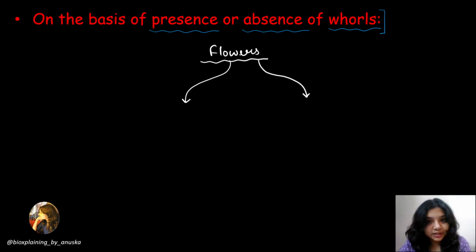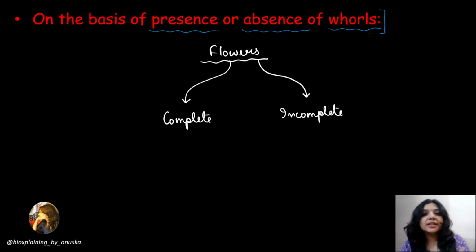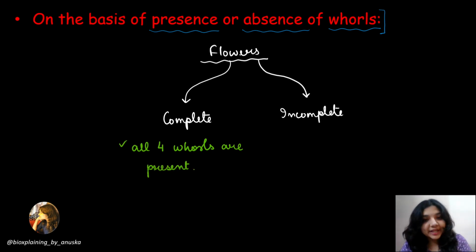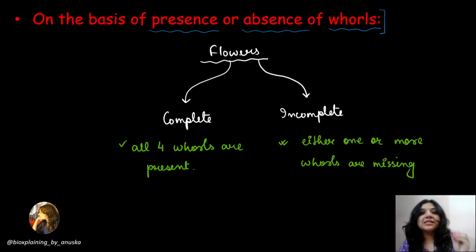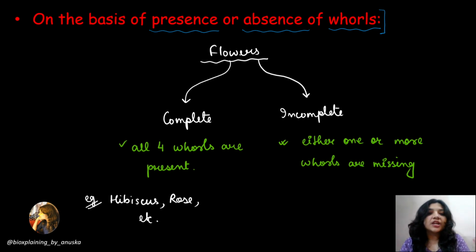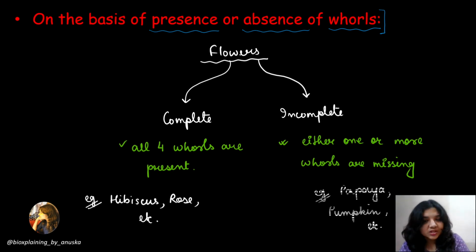So based on this, flowers can be of two categories. What are they? One is complete flower. The other category is incomplete flower. So complete flower means that all the four whorls are present. The calyx, the corolla, the androecium and the gynoecium. All four whorls are present in the flower. And when you talk about incomplete flowers, that means either one or more of the whorls are missing from the flower. For example of complete flowers, you can consider hibiscus, rose, etc.